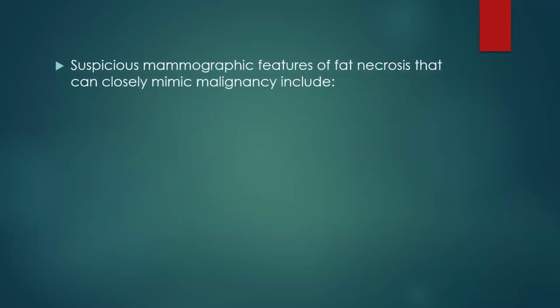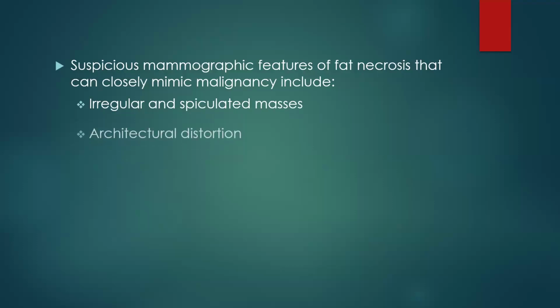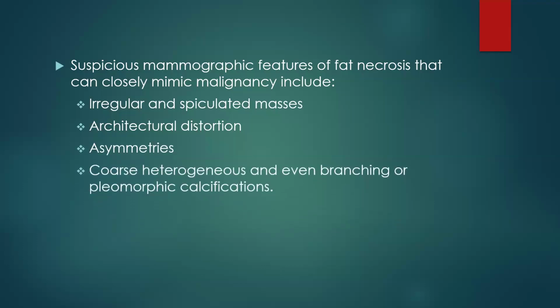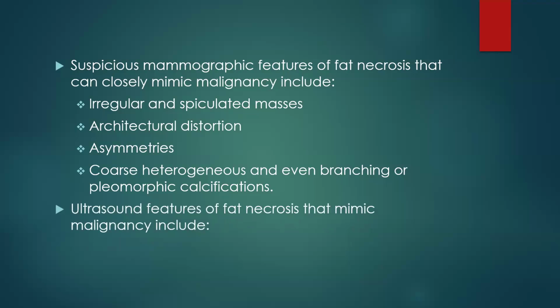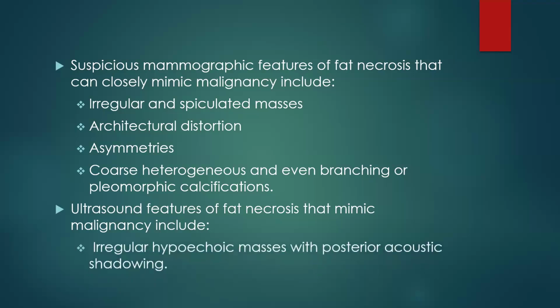Suspicious mammographic features of fat necrosis that can closely mimic malignancy include irregular and spiculated masses, architectural distortion, asymmetries, and coarse, heterogeneous, and even branching or polymorphic calcification. This could raise the suspicion for malignancy. Ultrasound features of fat necrosis that mimic malignancy include irregular hypoechoic masses with posterior acoustic shadowing.